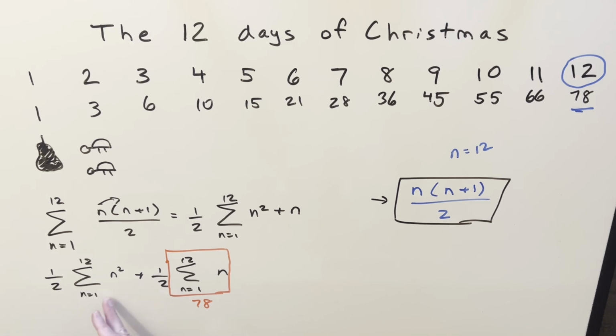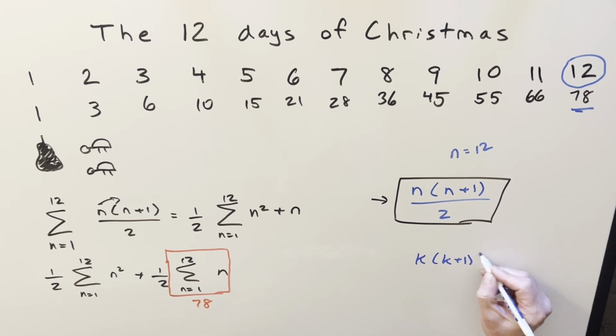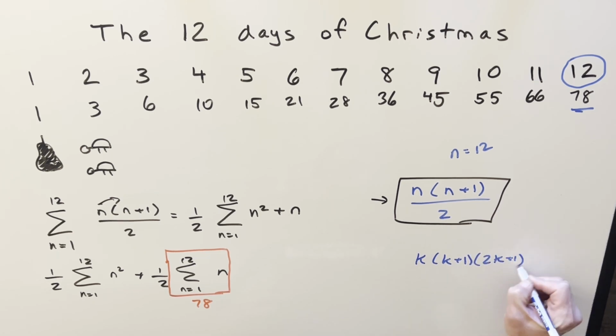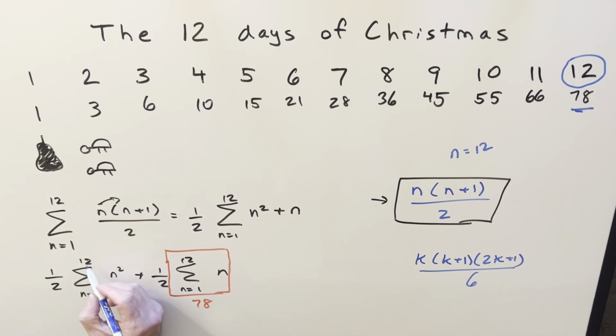This part is a different formula. This is the first n, or I should say first k square numbers up to 12. So the formula we have for this, I'll use k so that we have a different variable. So this is going to be k times k plus 1, times 2k plus 1, all over 6. So we'll just plug in here where the k value is going to be just 12.